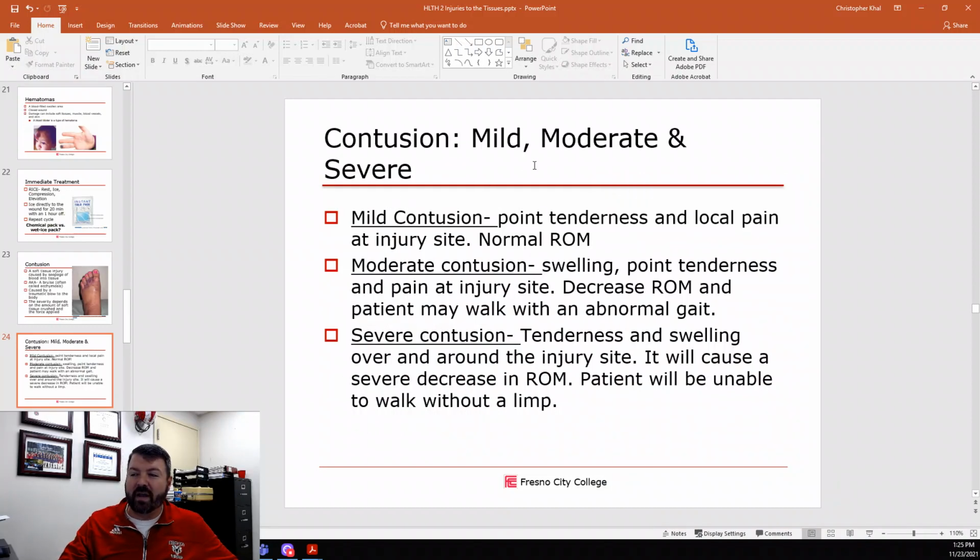So for contusions, there's mild, moderate, and severe. A mild contusion has point tender, local pain at the site of injury, and pretty much normal range of motion. The moderate contusion has swelling, point tenderness, pain at the site, can have some decreased range of motion, ROM, and the patient may walk with some type of abnormal gait. Abnormal gait is like a limp, for example. On severe contusions, tenderness and swelling over and around the injured site will cause a severe decrease in range of motion, usually unable to walk without a limp. Okay, so these are really, really bad ones.